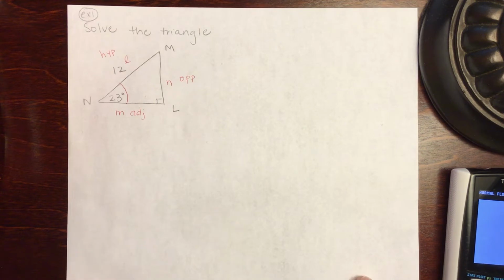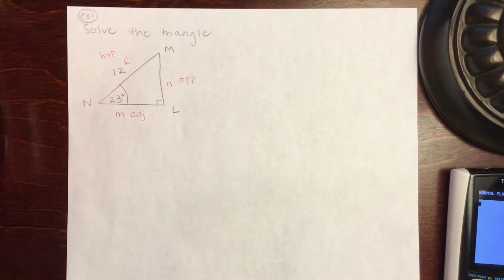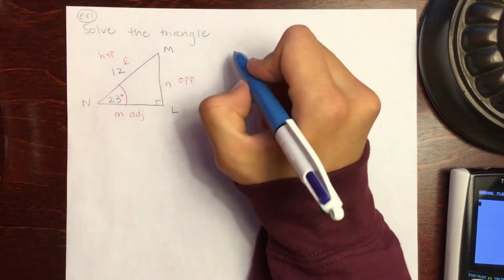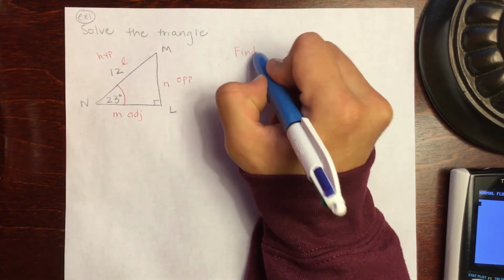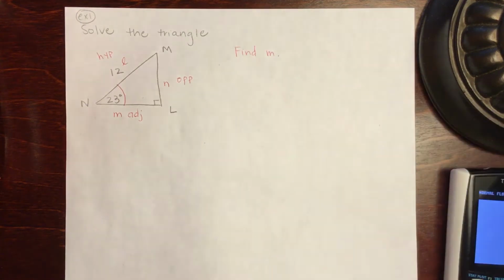All right, solving the triangle means we need to find all 3 sides and all 3 angles. So we need to find big M, little m, and little n. It doesn't really matter what order you solve for everything in. It's kind of like you have 3 completely separate problems. So let's find little m first. Purely arbitrarily chosen, no reason.